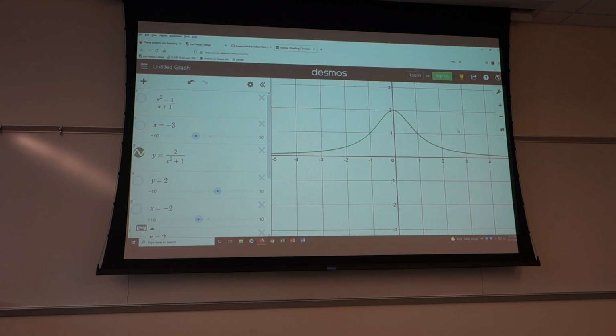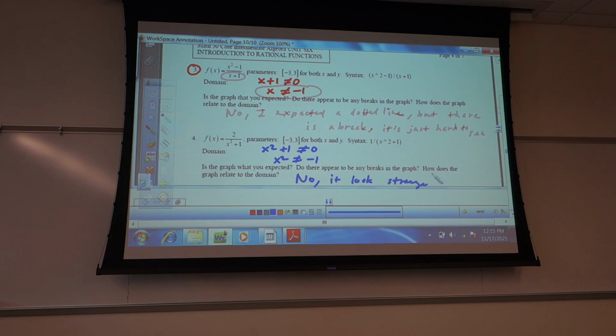Does it appear to be any breaks in the graph? There are no breaks in the graph. Just slide along here. How does the graph relate to the domain? No breaks. So that matches the domain. What is my domain for this one? There's nothing it can't equal. What's my domain?